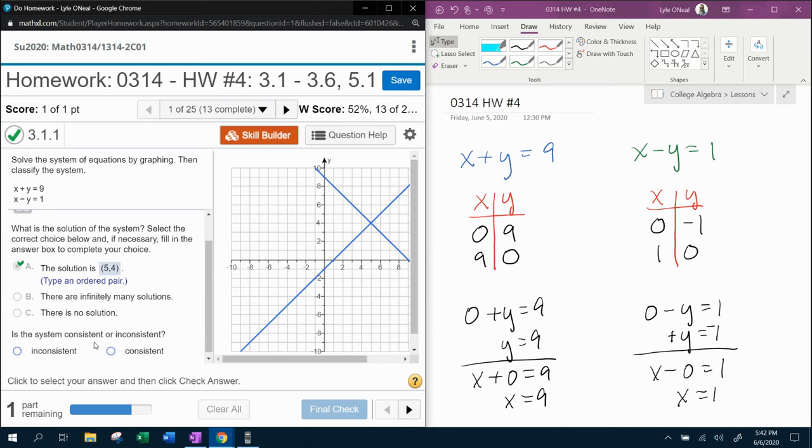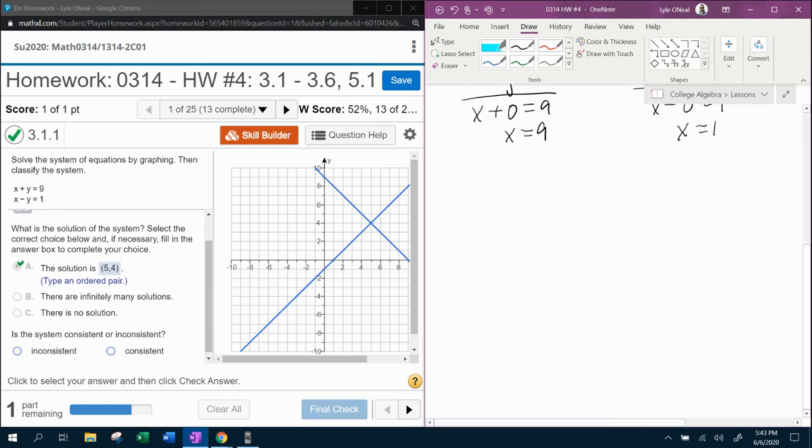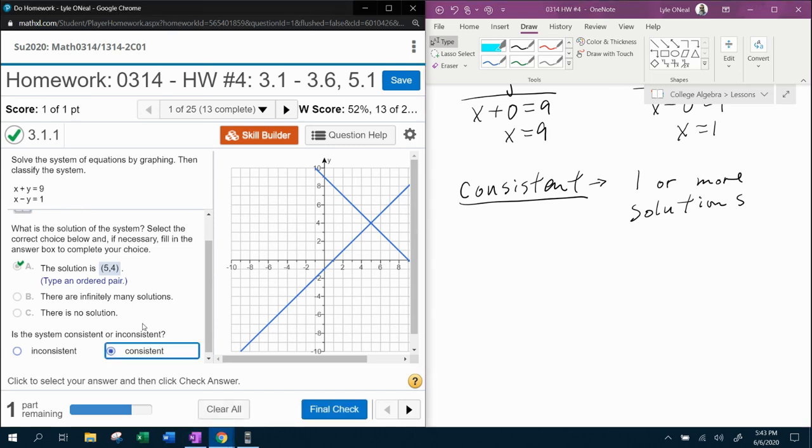Next, is the system consistent or inconsistent? Let's see. If we make a note over here, consistent means one or more solutions. So if your lines intersect at one or more points, then they're going to be consistent. Inconsistent would be parallel lines. Lines that never intersect are inconsistent. So our system is consistent.